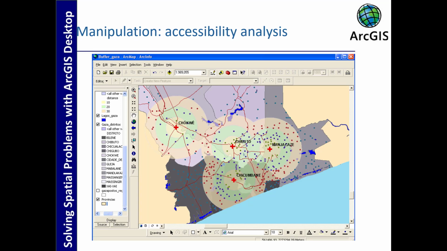The last M is manipulation. In this example, we assess the accessibility of people to health facilities. We can see who are the people that are within 5 kilometers, 10 kilometers, 20 kilometers, 30 kilometers, or more than 30 kilometers of the nearest health facility. Not only to assess that, but to see if there is a road to go to that health facility.